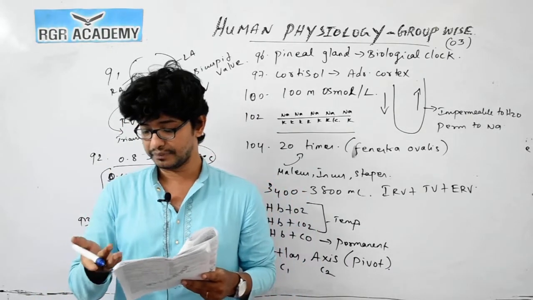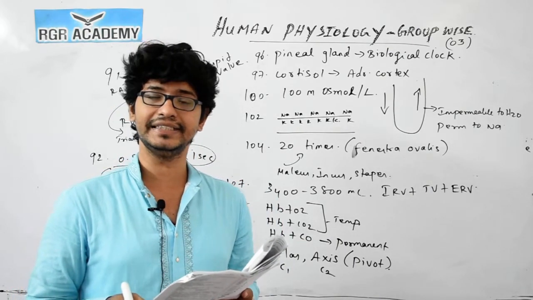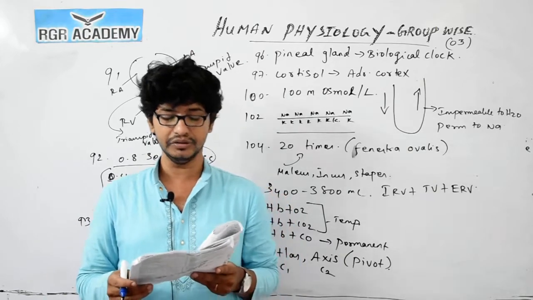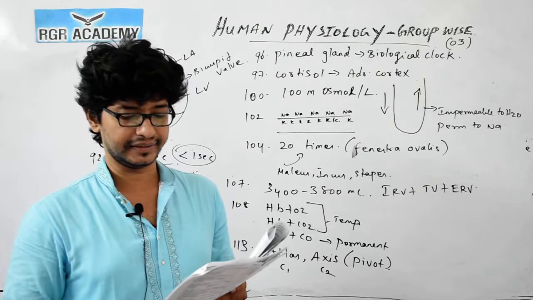Question 116. Choose the correct matched pair. CAD, the coronary arterial disease, which leads to atherosclerosis. Option A is the correct answer.